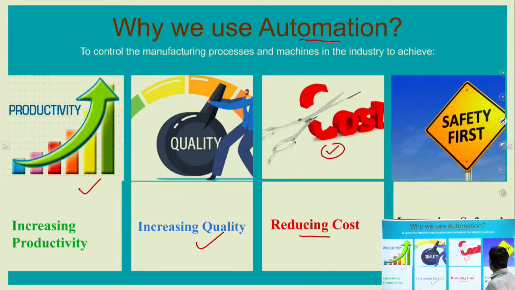And the last point is safety. Safety is very important. You will find many accidents in industries due to human error or due to wrong working conditions. So safety procedures can be increased by the use of automation systems. There are various points, but these 4 points are very important. That's why we are moving towards the automation system.